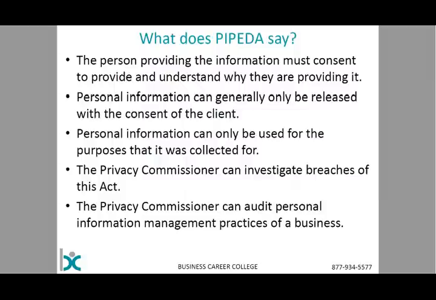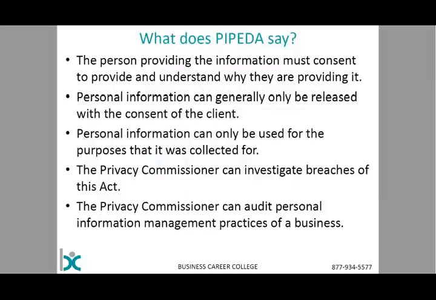The third piece of PIPA is that personal information can only be used for the purposes that it was collected for. So if you are telling a client that you're collecting their information for the purposes of an insurance application, you have to use that information for the insurance application. If you're going to use the information for a different purpose, you have to let the client know about that, and they have to agree for their information to be used for that additional purpose.